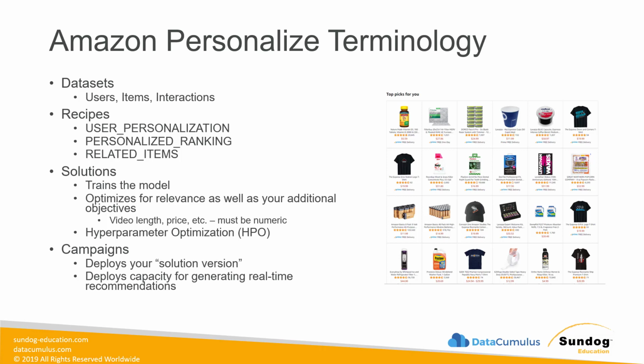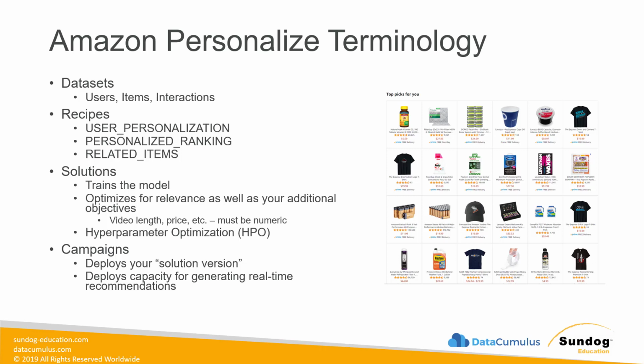And it has the concept of campaigns. So this is the operations side of it all. A campaign is what deploys your solution version. That's a model that's been trained with a given set of data. And it will also deploy the capacity for generating those real-time recommendations. So it's going to create those endpoints for your application to hit through the SDK or through a JavaScript to actually retrieve recommendations back in real time.